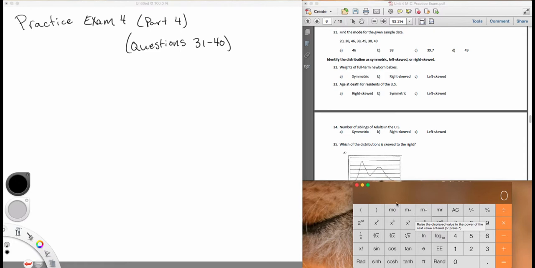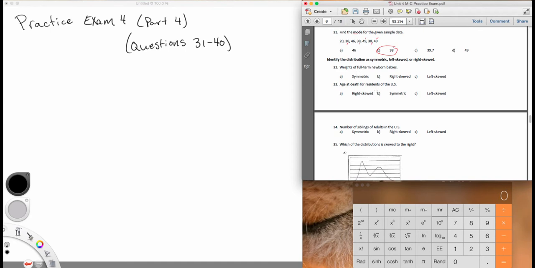Part 4, we're going to go over questions 31 through 40 on the test, and so we'll jump right into it. So first, 31, we're looking for a mode. Remember, that's the most often. MO is the way I like to remember that. So most often value. 20, 38, 40. So we have two 38s right here. All right, three 38s and two 49s. So 38 is the one that's repeated the most often. So that is our mode.